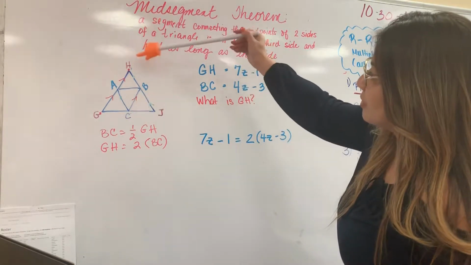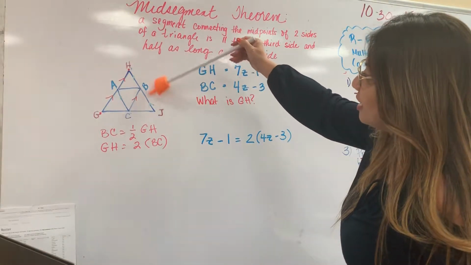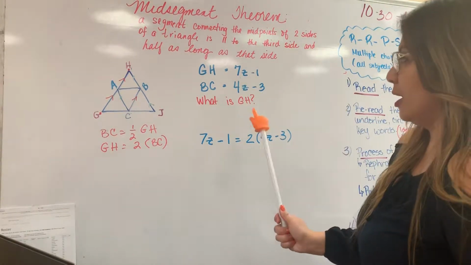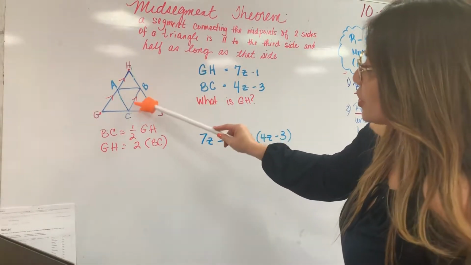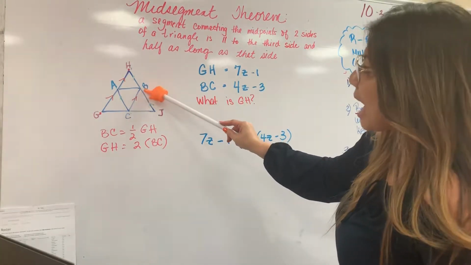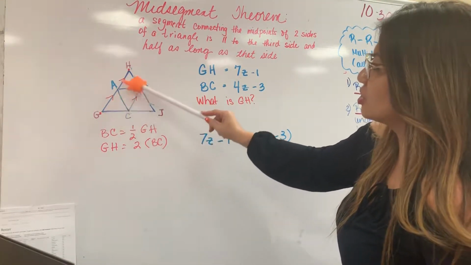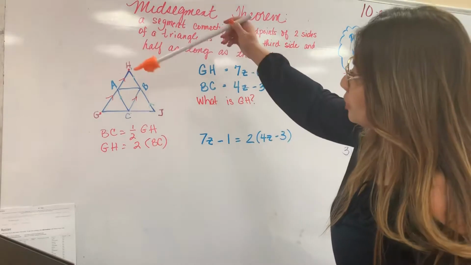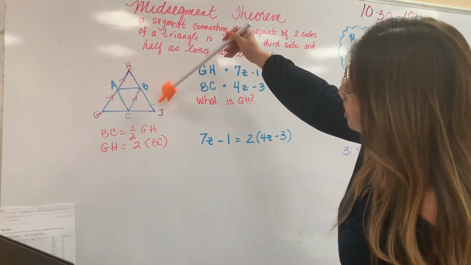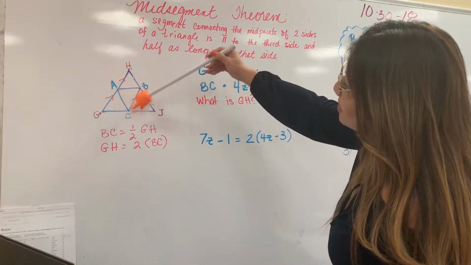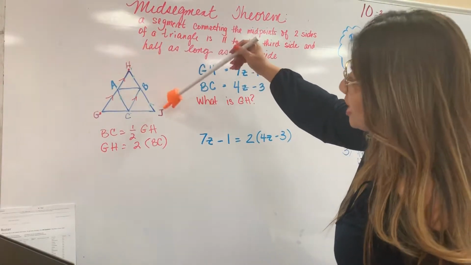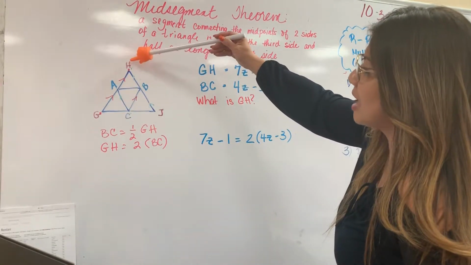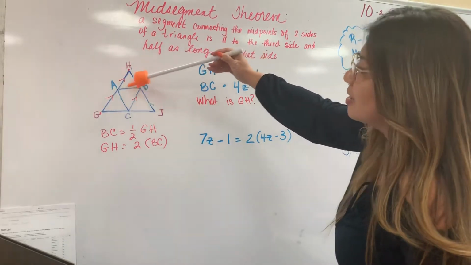BC. And if you look at this way, you can see that HJ here is parallel to AC. We should also know the formula: the distance BC is half as long as GH. And if we look at this way, we also notice that HJ here is half as long as AC. Or, AC is half as long as HJ. So this is twice as long, this is half.